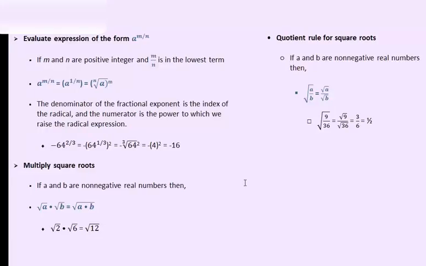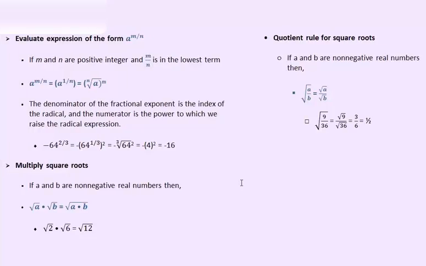When we multiply square roots and our bases are non-negative real numbers, we can multiply both bases underneath the square root, as seen in our example below, where the square root of 2 times the square root of 6 is the same thing as taking the square root of 2 times 6, which can be written as the square root of 12.